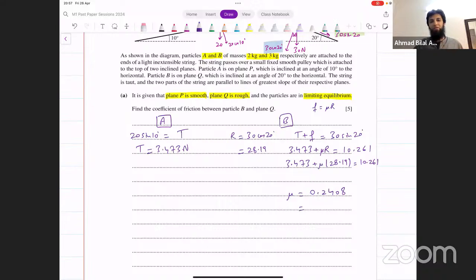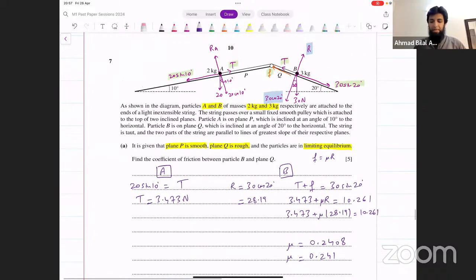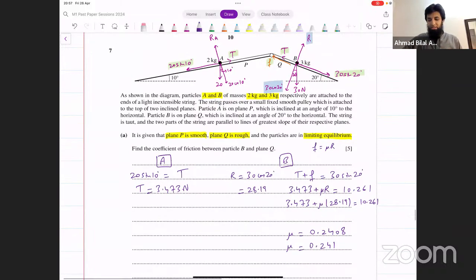And that's the final answer. You can leave it like this if you want, or you can round it off to 0.241. That's the value of mu that we were looking for. Okay, so we just resolve the forces, equate the opposite forces. This is the result that we get. Okay, that's 7 part A.